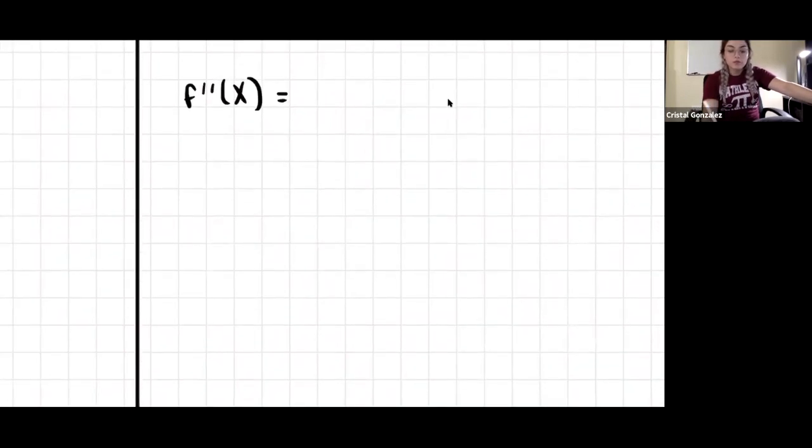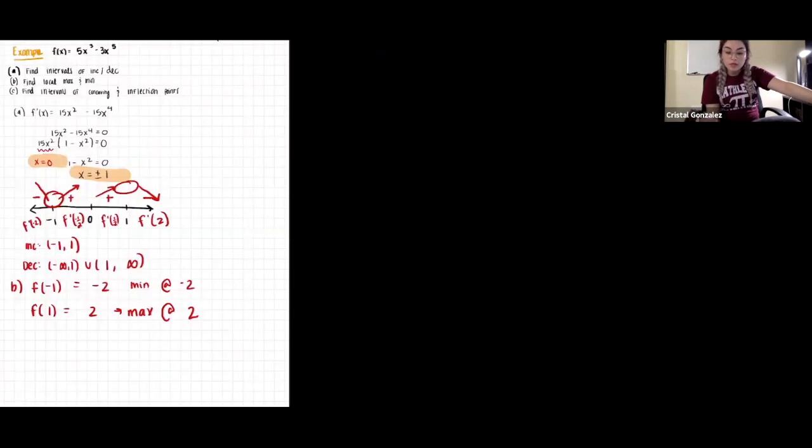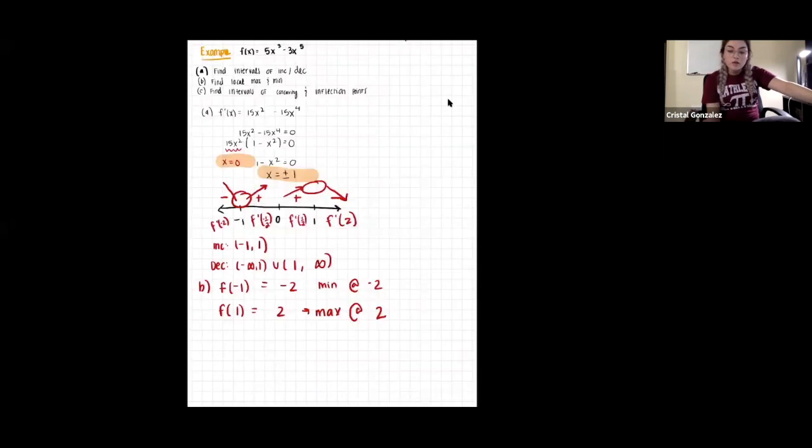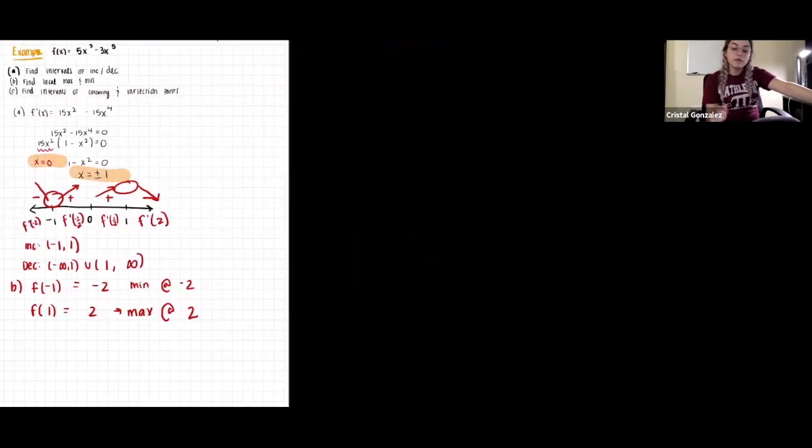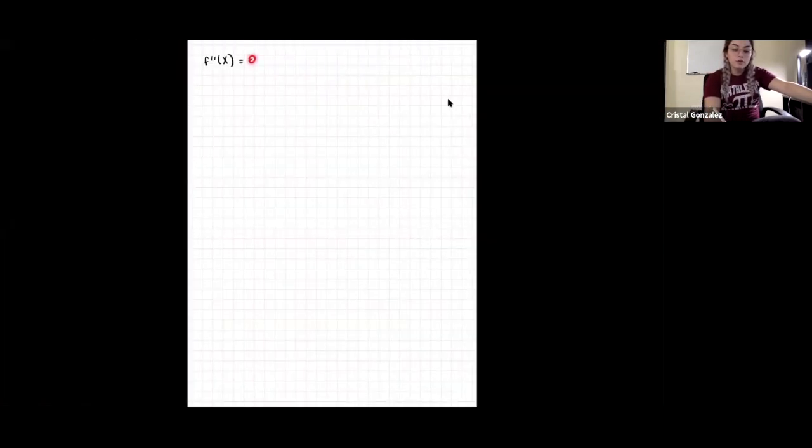And so now for f double prime of x, what we want to do is take the second derivative of this, and remember our first derivative ended up being 15x squared minus 15x to the fourth. And so now we have to take the derivative of that. And if we take the derivative of that, we're going to end up with 30x minus 60x cubed.